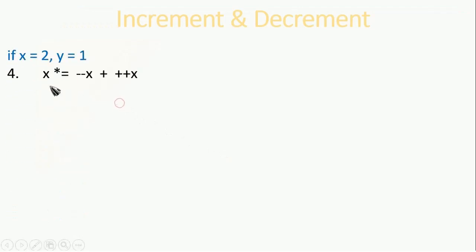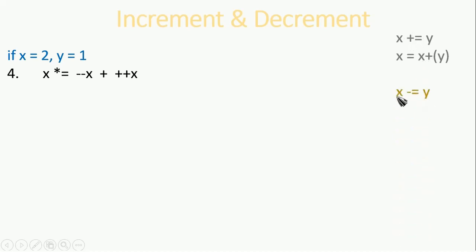Let us have the fourth sum, x *= --x + ++x. So let me tell the special meaning of this. In case of x += y, the special meaning here is x equal to x plus y. So that means like this, x is equal to x plus y. I have put this in the bracket because whatever expression is available on the right side of the equal to sign, we are going to calculate first and then the value of x is to be added or multiplied or divided or subtracted as given here.